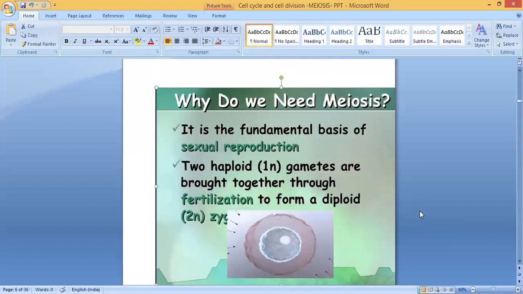So why do we need meiosis? It is a fundamental basis of sexual reproduction. So meiosis is mainly for sexual reproduction. Two haploid gametes, 1n, are brought together through fertilization to form a diploid zygote. The male gamete is haploid, 1n. The female gamete is also haploid, 1n. They fuse together to form the zygote. The process is called fertilization. That is the zygote, diploid in nature, 2n.